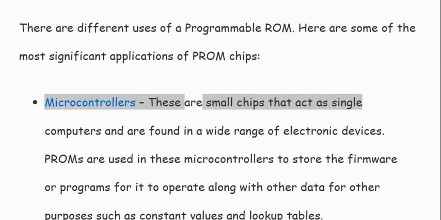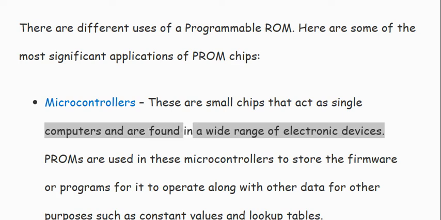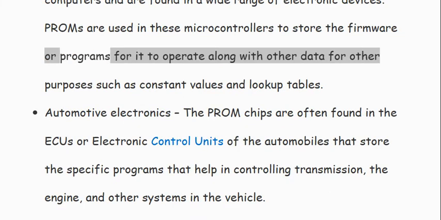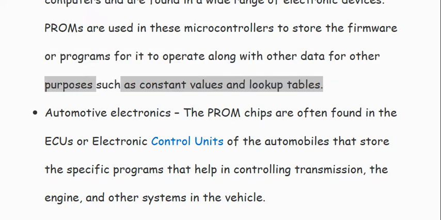Microcontrollers. These are small chips that act as single computers and are found in a wide range of electronic devices. PROMs are used in these microcontrollers to store the firmware or programs for it to operate, along with other data for other purposes such as constant values and lookup tables.